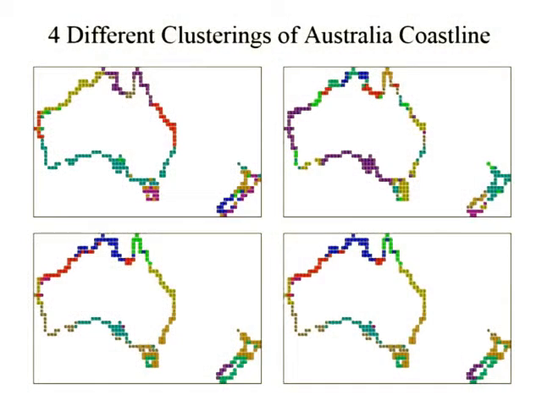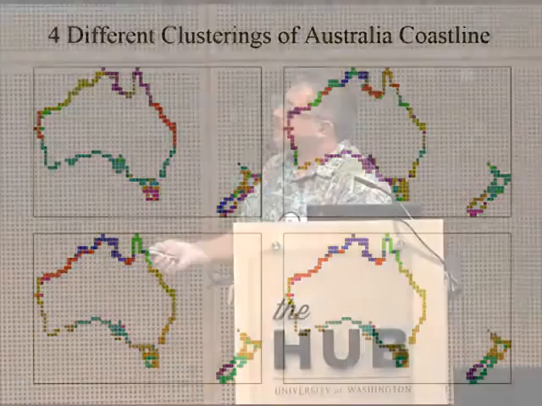So now this is the coastline of Australia and New Zealand. We have a data set where we have descriptions of the bioenvironment in the water. So this is things like turbidity of the water, pH of the water, temperature of the water, oxygen content, things like that. And I'm just showing you 4 different clusterings of that data set.